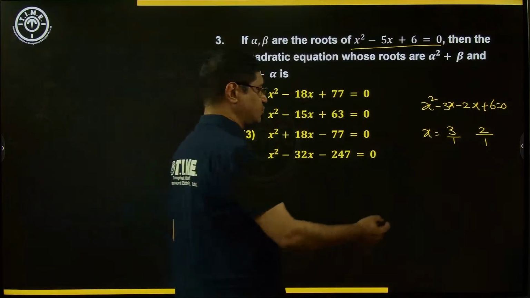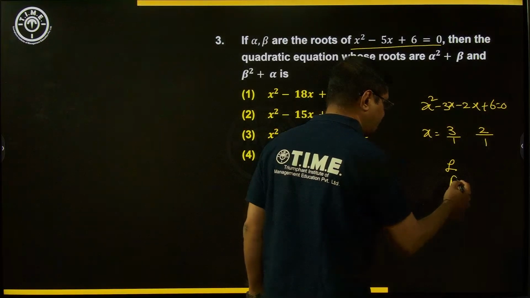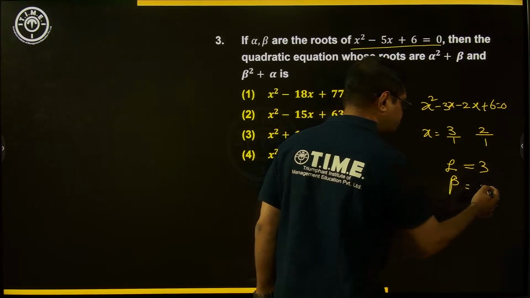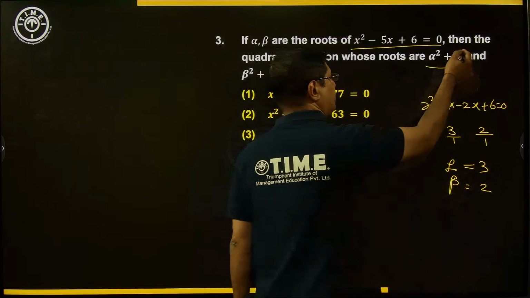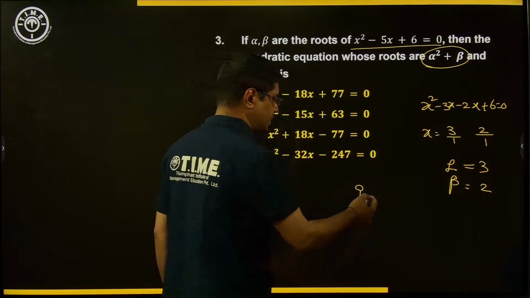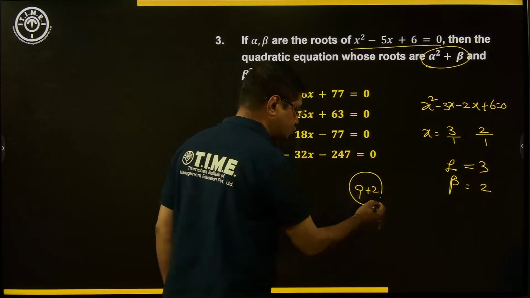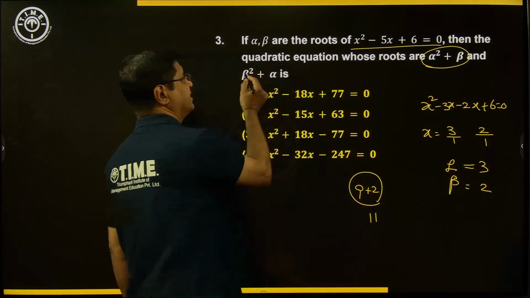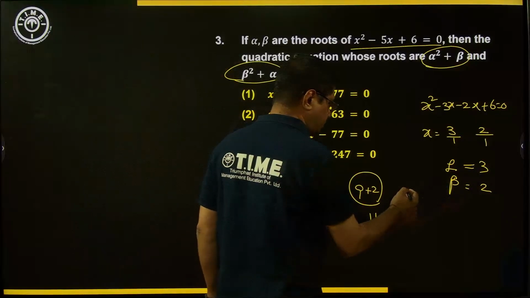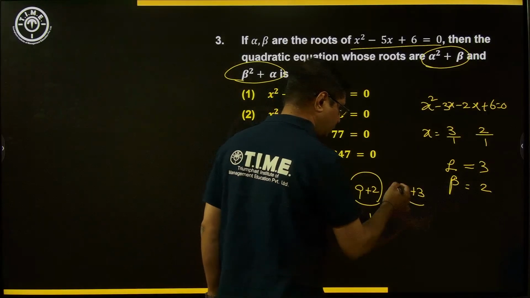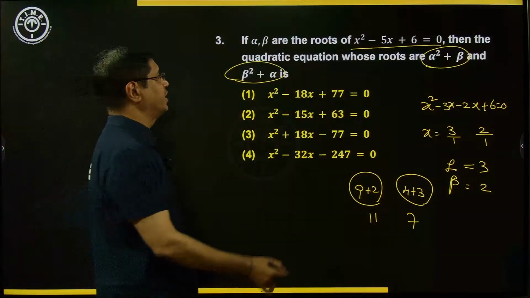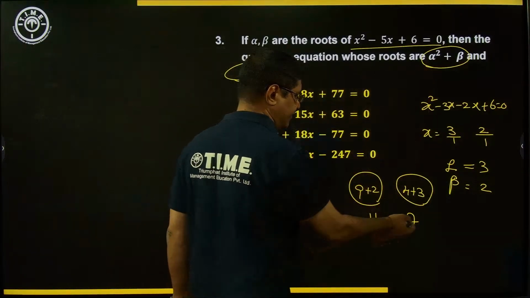Now if alpha is equal to 3, beta is equal to how much? 2. So alpha square plus beta, alpha square means 3 square, 9 plus beta, that is a 2. How much is the sum of these two? 11. Then other side, now beta square plus alpha, beta square is 2 square, 4 plus 3. What is the sum here? 7. What to find? Need to find out the quadratic equation whose roots are 11 and 7.